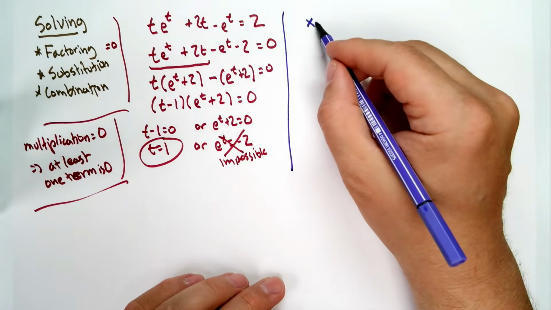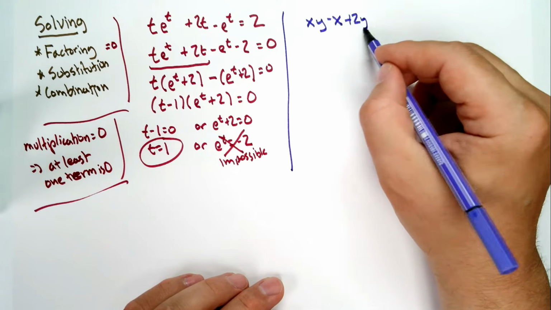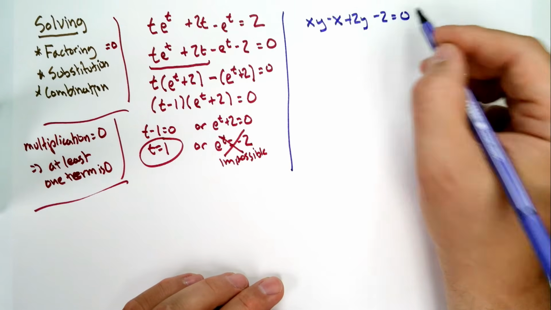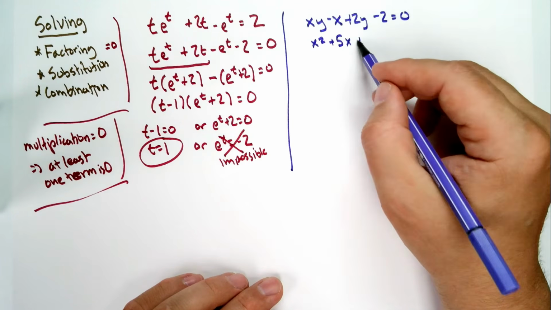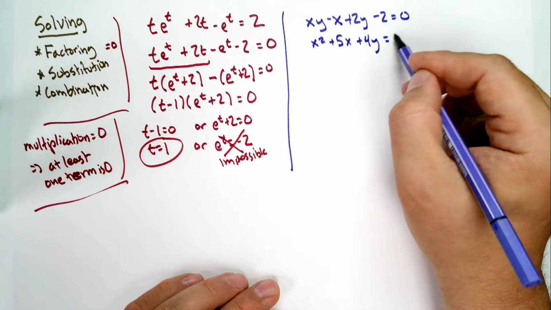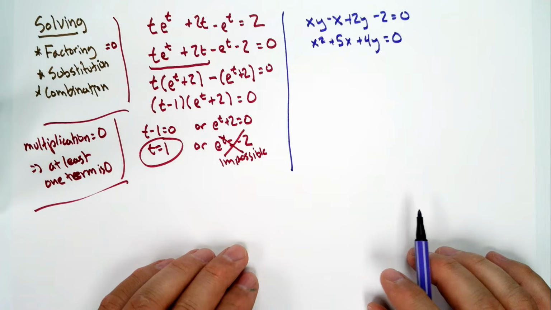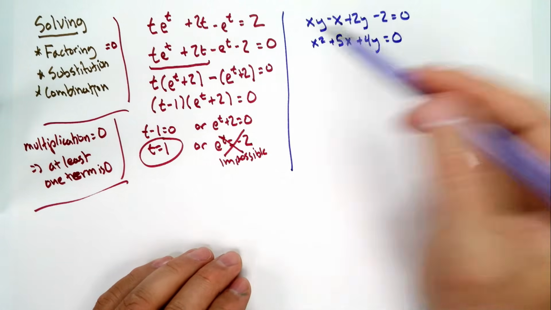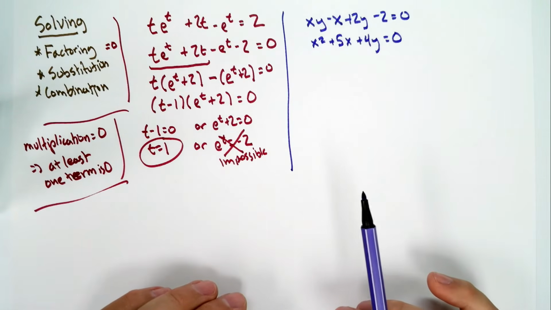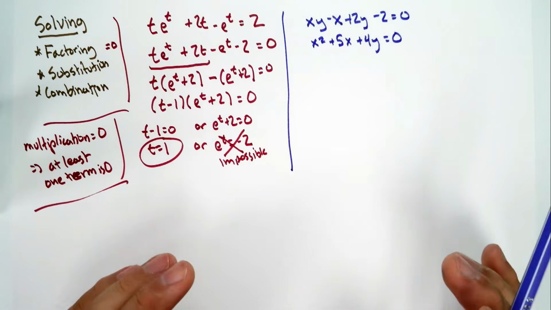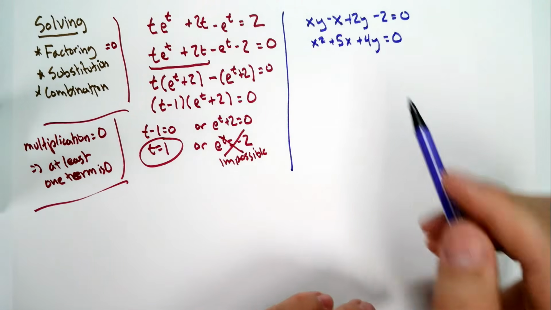Suppose, this one's a fun one: xy minus x plus 2y minus 2 equals 0, and x squared plus 5x plus 4y equals 0. All right, what can we do? Well, now we don't have one equation, we actually have two equations. Two equations, two things we don't know. So we're going to have to work, I guess, twice as hard? Maybe. Probably a little bit harder. I don't know if we have to work twice as hard.